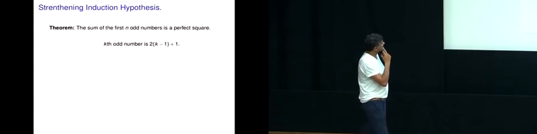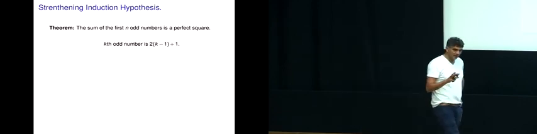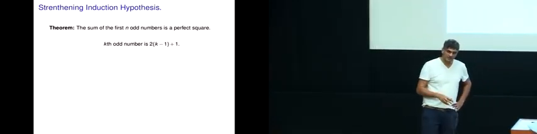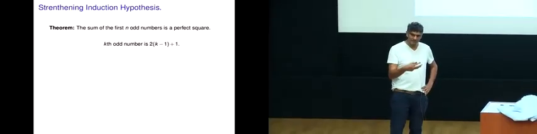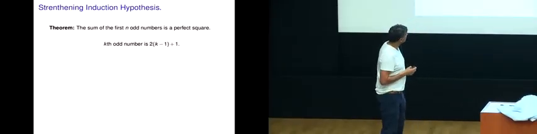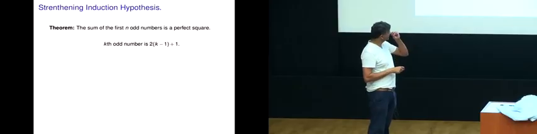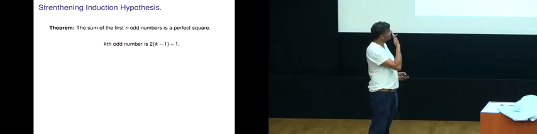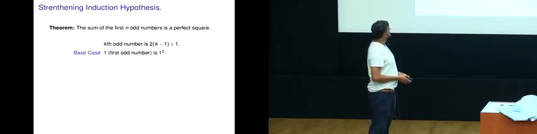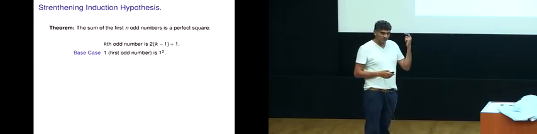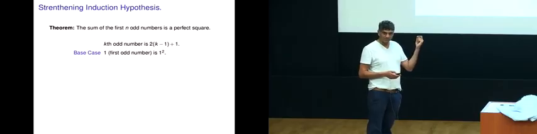Okay, the kth odd number, I'm just going to write this down with expressions so I can reason about it carefully. The kth odd number is 2 times the quantity k minus 1, plus 1. Okay, so the base case is the first odd number, which is 1 squared. So it is the sum of a perfect square, right? 1 squared is 1, a perfect square.